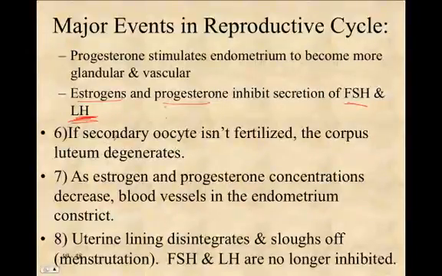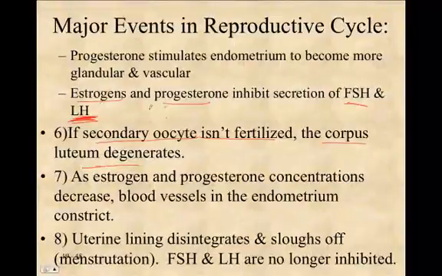So again, we talked about if the secondary oocyte isn't fertilized, the corpus luteum degenerates. But if it is fertilized, the corpus luteum then will stay intact and continue to secrete estrogen and progesterone and inhibit the secretion of these two hormones and thereby inhibit ovulation.